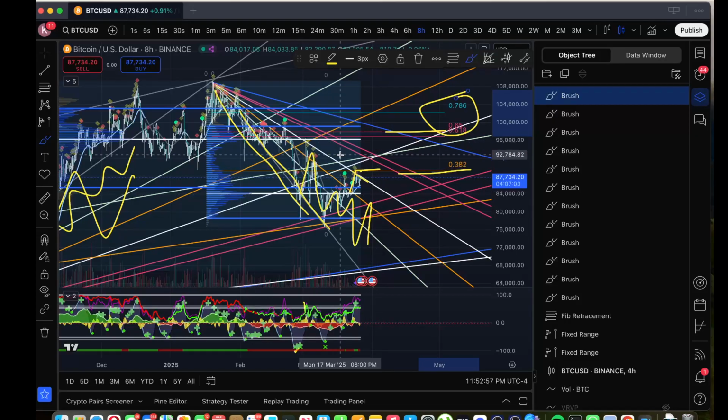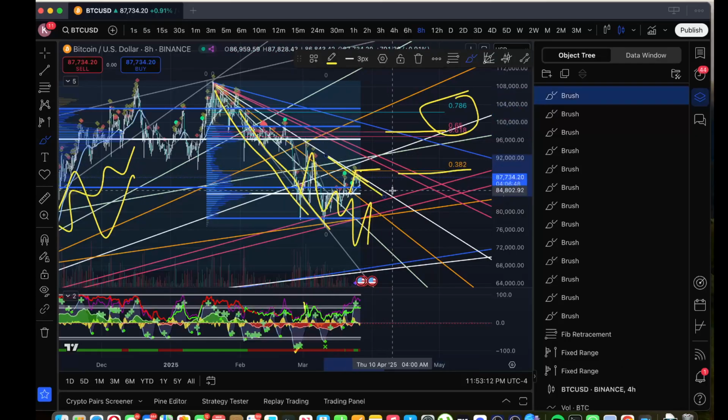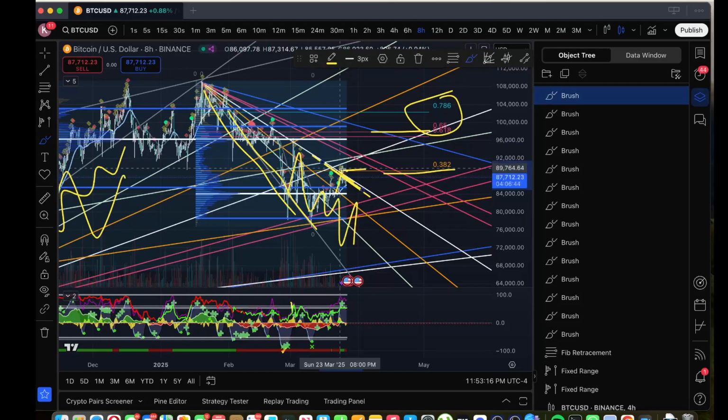So just play around with it. You can add this onto your regular TA as well, and you'll see that those levels you have marked out, a lot of times will be adding up to similar levels that these fans are giving you.